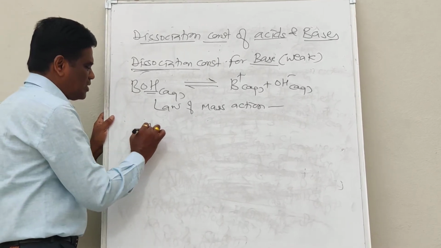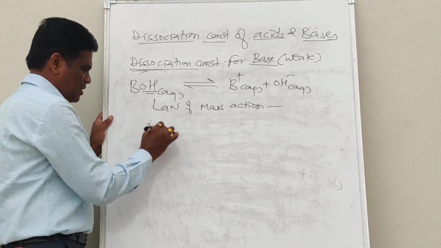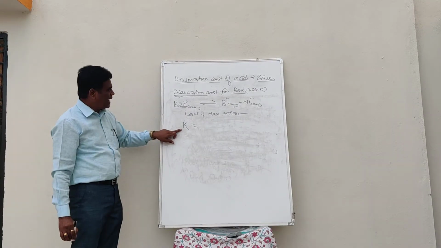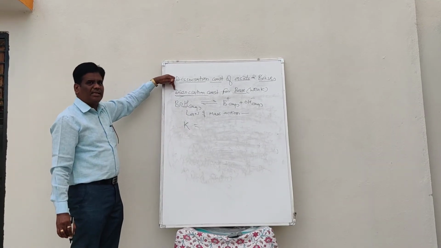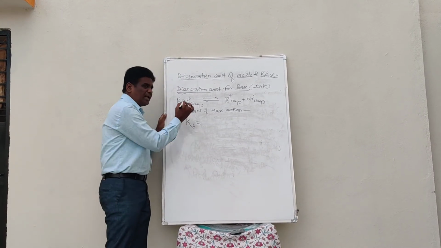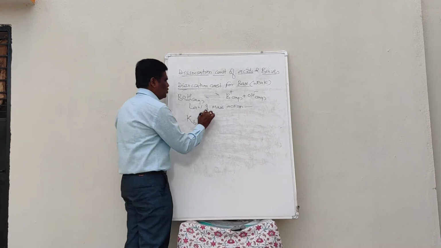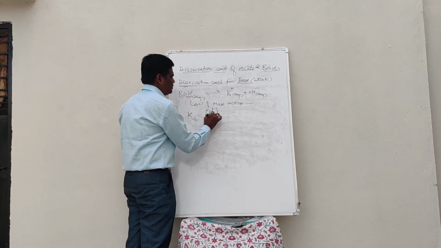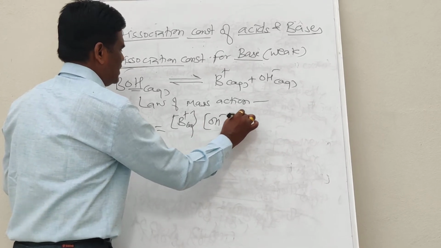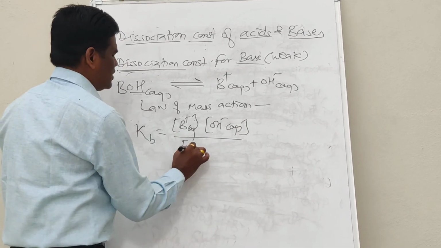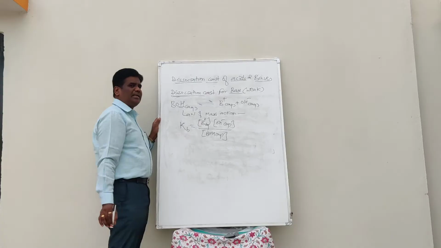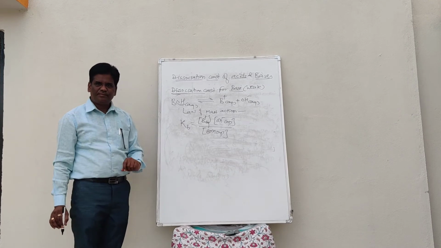the equation can be written as K equals, and this K is called the dissociation constant for the base. So BOH is a base and therefore I can write Kb. Kb is equal to the concentration of B plus times the concentration of OH minus ions divided by the concentration of BOH aqueous, and this is called the dissociation constant for the base.